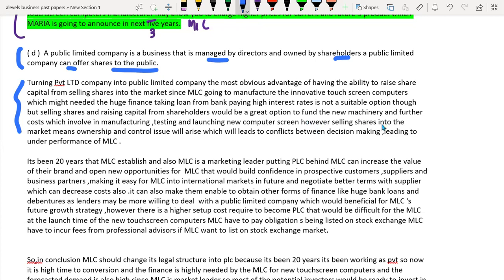However, selling shares into the market means ownership and control issues will arise, which will lead to conflicts in decision making, leading to underperformance of MLC.